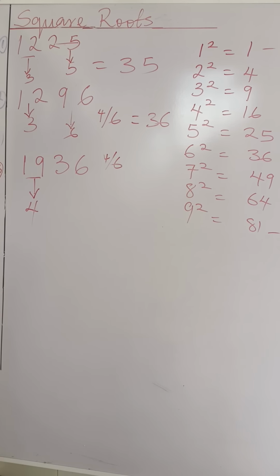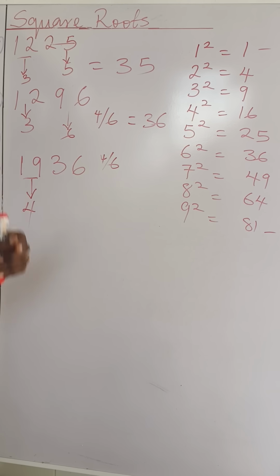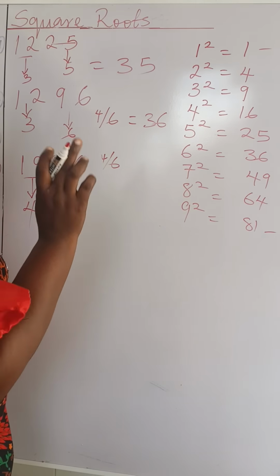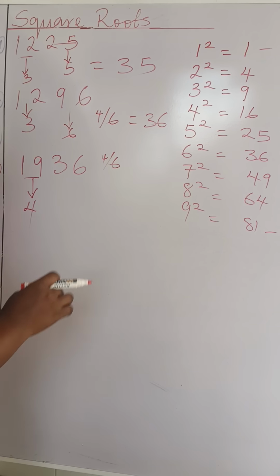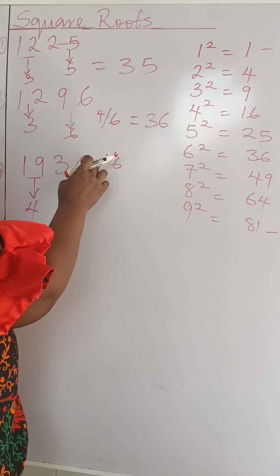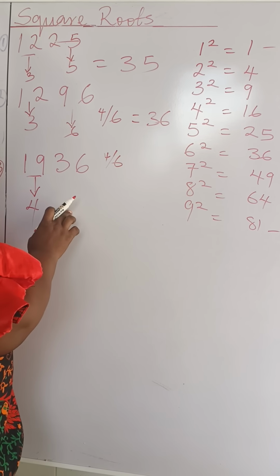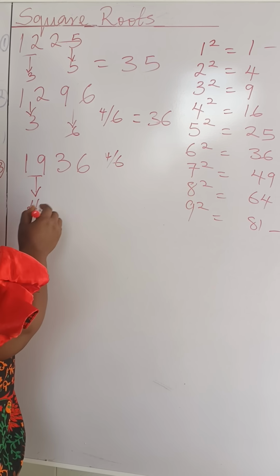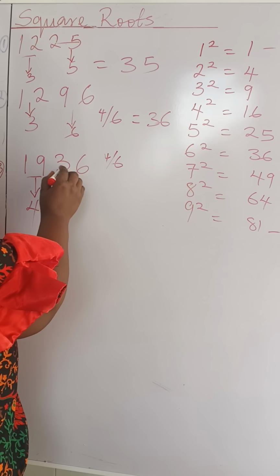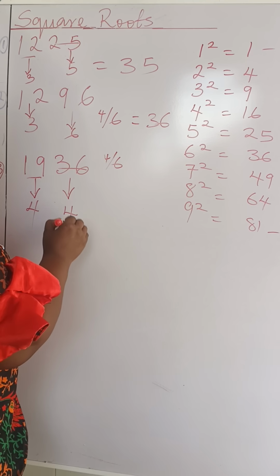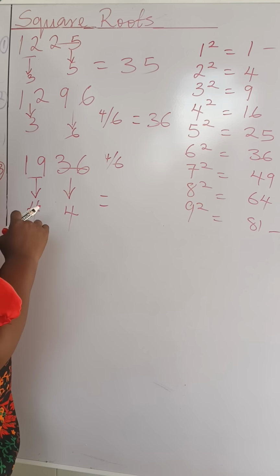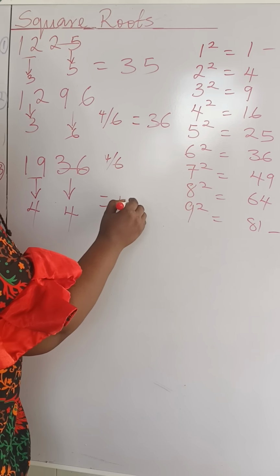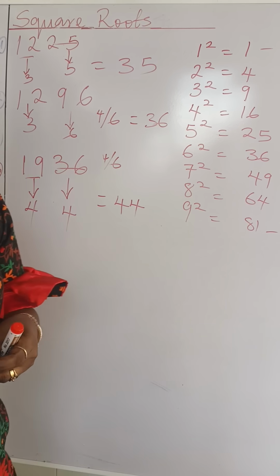4 times the next number, 5. 4 times 5 is 20. We'll compare our 20 with this 19 here. 20 and 19, which one is bigger? 20 is bigger than 19. So we are not going to go for 6. We are going to go for 4 because the number we multiplied is bigger than what is here. So what we are going to have now is 44. Therefore, the square root of 1936 is 44.